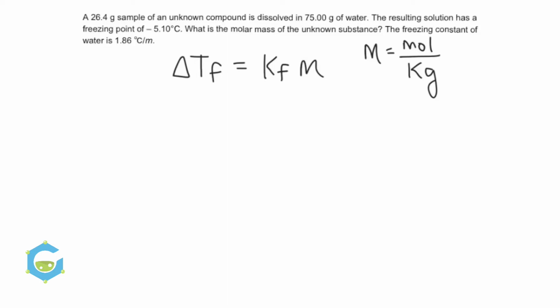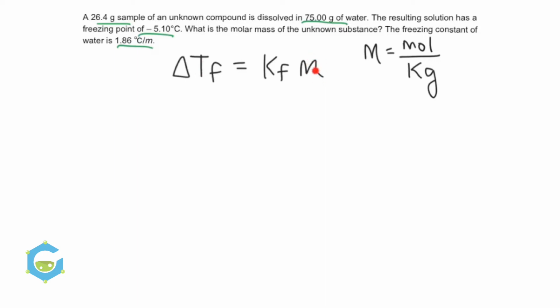So I can look at what information I'm given in this problem. I'm given the mass of the substance that is dissolved, the mass of the water, the freezing point of the solution, and the freezing constant. So I'm going to rearrange this equation and solve for the molality, because I know the freezing constant and I know the change in the freezing point.